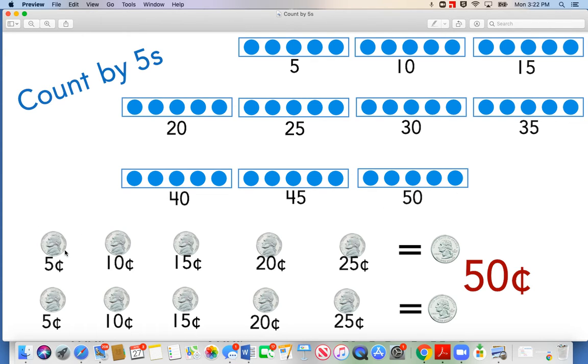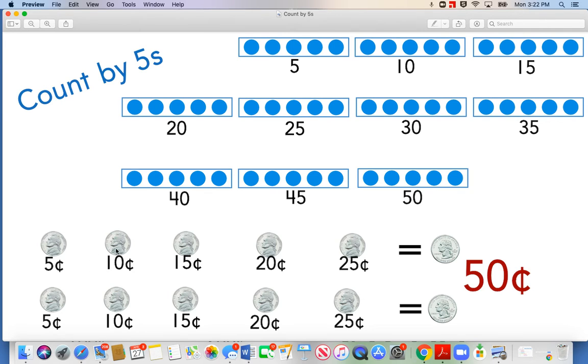Now, nickels are equal to 5 cents. So instead of using dimes here, we're going to use nickels. 5 cents, 10 cents, 15 cents, 20 cents, 25 cents. Now I've shown that 25 cents, so 5 nickels, is the same as 1 quarter, 25 cents here. Now, if I have a whole other row of 5 more nickels, that equals a second quarter, and altogether that is 50 cents. But let's count together and make sure.